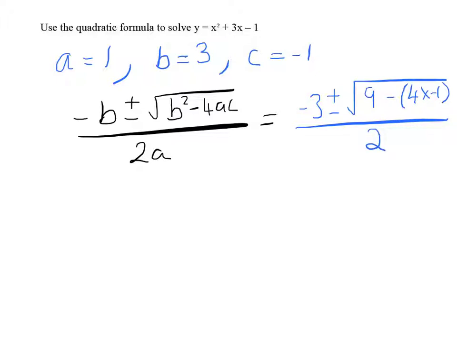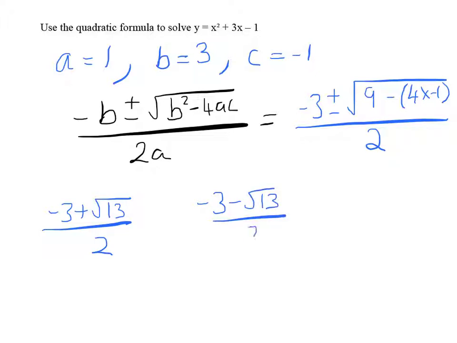Now in the marking scheme, and also in an exam, but also just to help you ensure you get the correct result, you should always work out what's under the root first. So here we've got 9 minus negative 4. So we've got root 13. And I've got negative 3 plus root 13 over 2, or negative 3 minus root 13 over 2.